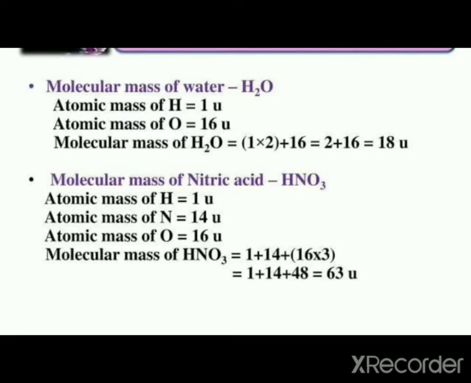Another example, take nitric acid. What is its molecular mass? It is equal to 63 U. How can you get the molecular mass of nitric acid? By taking the sum of the atomic masses of all the elements, hydrogen, nitrogen and oxygen, present in nitric acid. So 1 plus 14 plus 16 into 3 gives you 63 U.